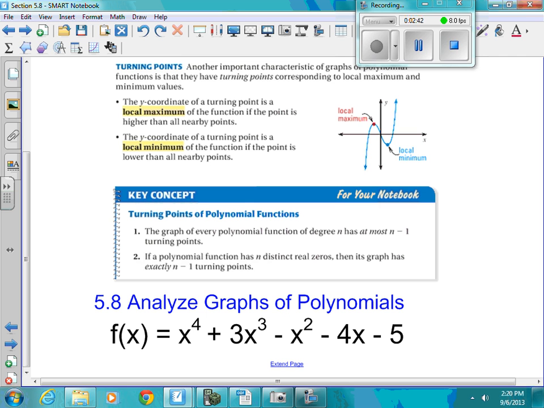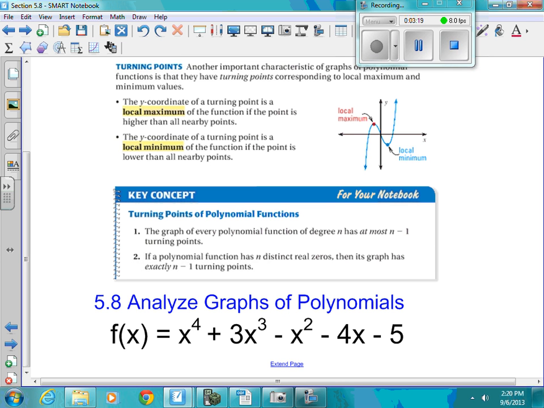Well, it's a U shape, right? There's a top, there's a bottom. A cubic, a third power, 3 minus 1, 2, just like the one here, and so on and so forth. Point 2, if a polynomial function has n distinct real zeros, then its graph has exactly n-1 turning points, and that's how zeros connect to the turning points. Now this is real zeros, so not imaginary zeros, but real zeros. They could be irrational or rational zeros, but not imaginary.